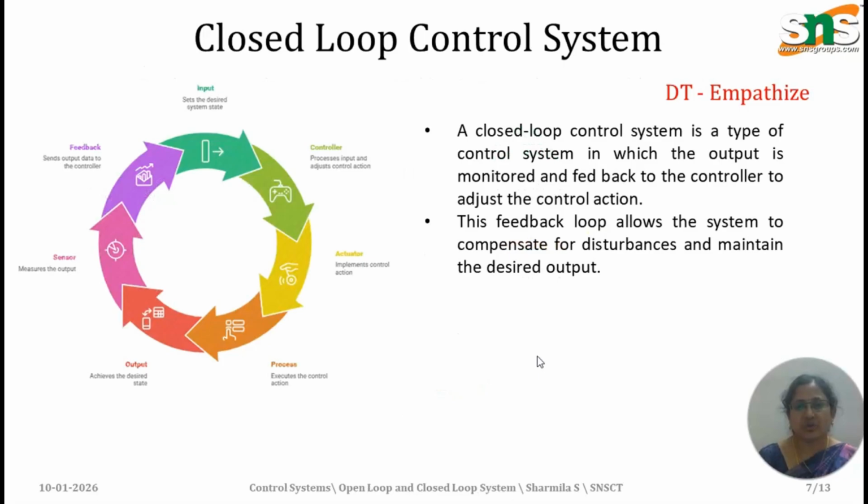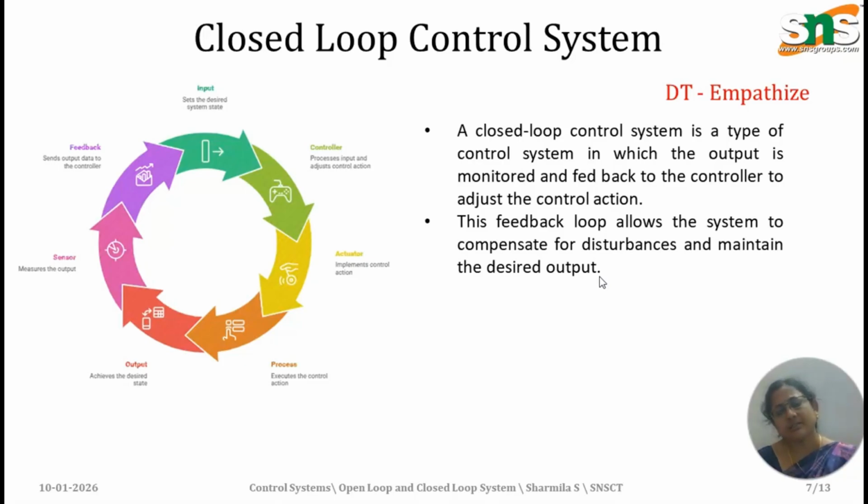Now let's move on to the closed loop control system. A closed loop control system is a system in which the output is continuously monitored and fed back to the controller. The controller compares the output with the reference input and adjusts the control action accordingly. This feedback mechanism helps the system reduce error and compensate for disturbances.